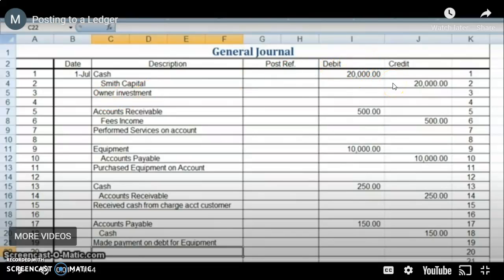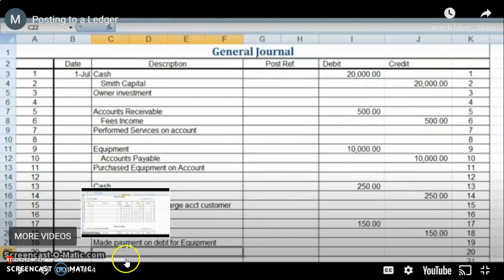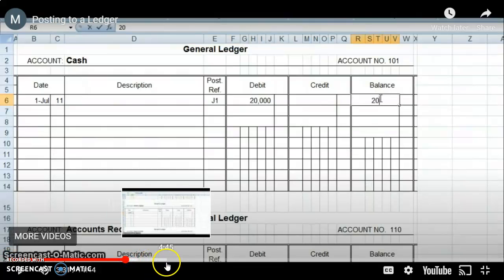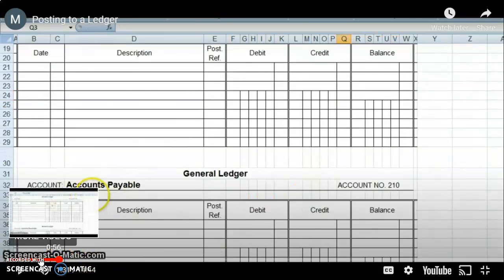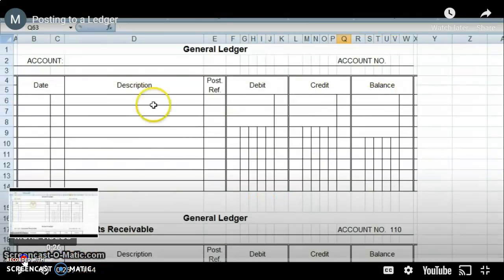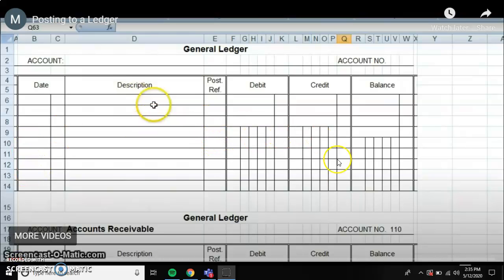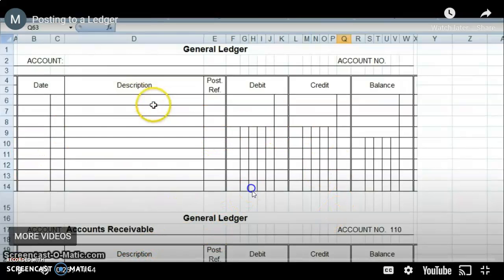So the cash goes up and the capital goes up. And all you have to say is owner investment, and that makes sense. After you're done your journal, you're going to do this thing called posting to the general ledger. You have to put the account title in and its number, and I'm going to go over the numbering system in this video. When you post, you do it line by line. So you jump back and forth from the journal to the ledger, journal to the ledger.